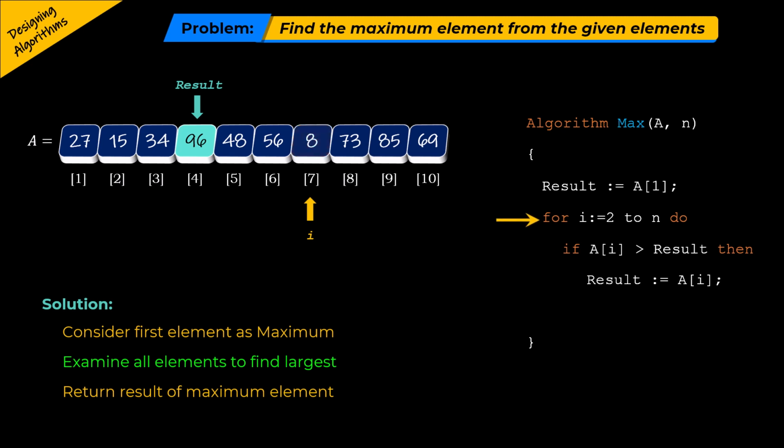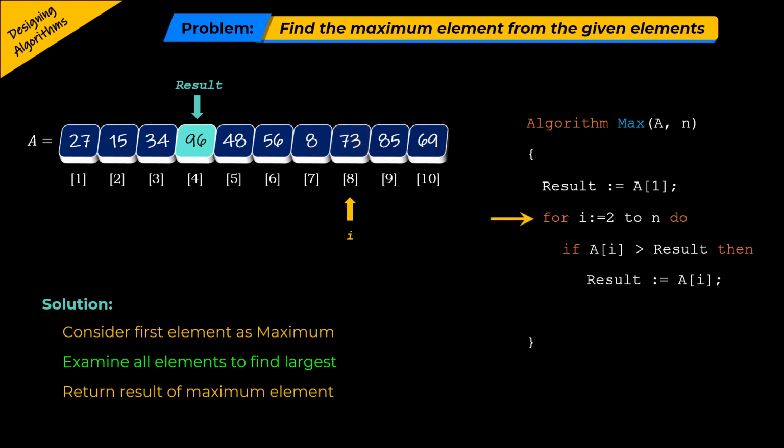Then we go back to the for loop where variable I will be incremented. So variable I was 7 and now variable I will be 8. Then we check the if condition. At this point we have I as 8. So a of 8, which is element 73, is smaller than the result, which is 96. So the condition in the if statement is false, and since the condition in the if statement is false, the statement within the if statement will not execute.